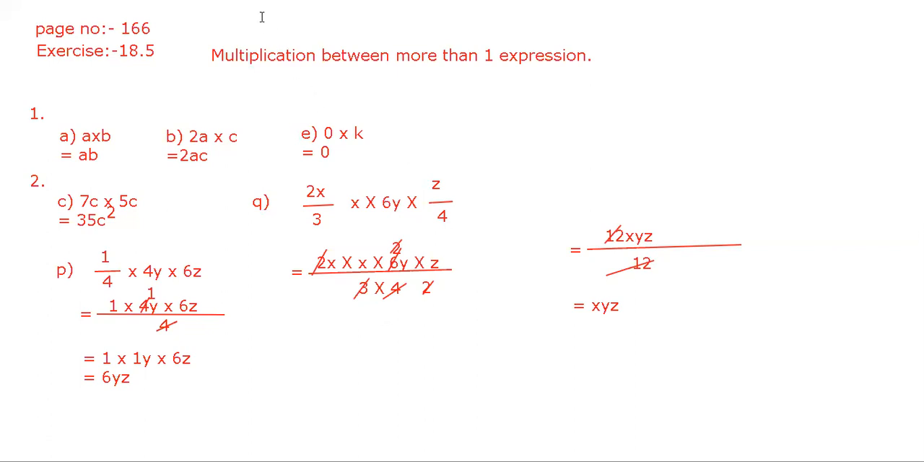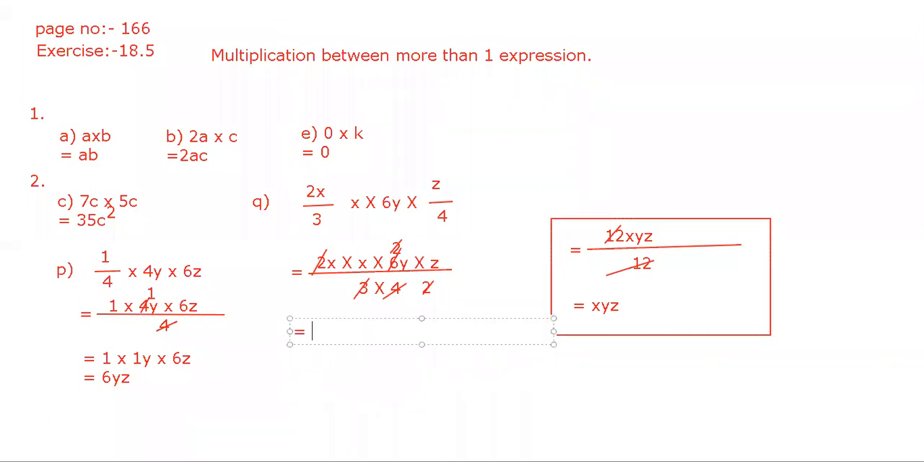That is the alternative. Then from the previous method, our answer comes. All numbers cancel, only one is left here, then x, y, z. In the denominator, all numbers cancelled, then x, y, z. And our answer is x, y, z.